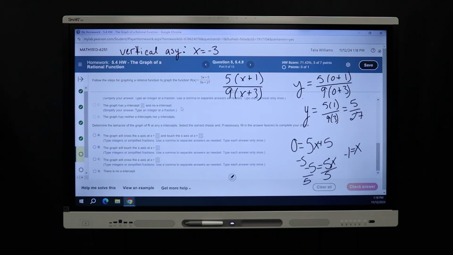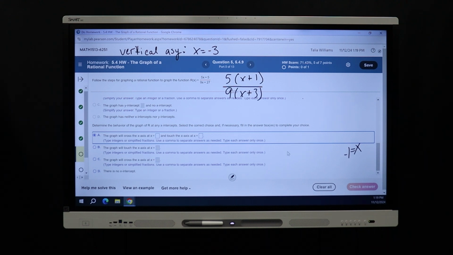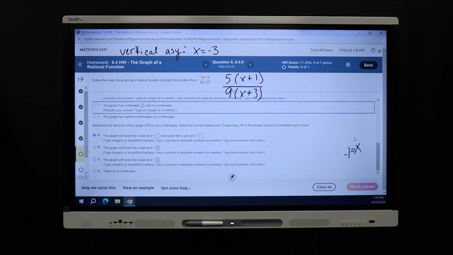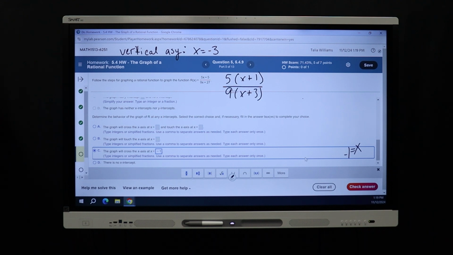Onward. Determine the behavior of the graph at any of the x-intercepts. So our only x-intercept was that one at x equals -1. Where that x equals -1 occurs is right here. This is where we look for that multiplicity. So is there an exponent with this x plus 1? No, so that means it would be 1, and at 1 it crosses, because that is our multiplicity rules. And they already have the x equals, so we just type -1.